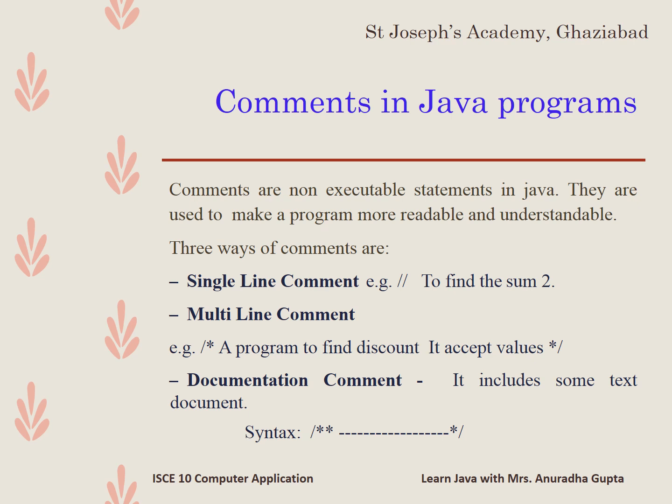Third is a documentation comment. A documentation comment includes some text documentation which is in a number of paragraphs, and its syntax starts with slash and two asterisks and ends with asterisk and slash.